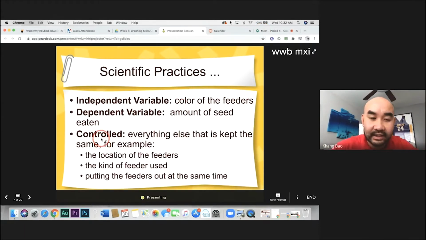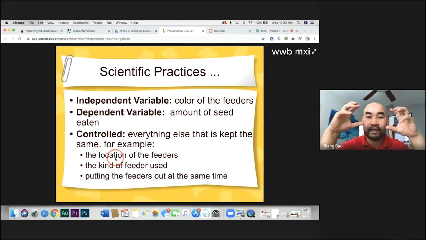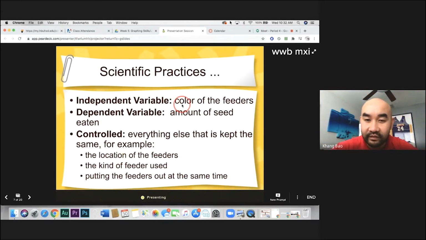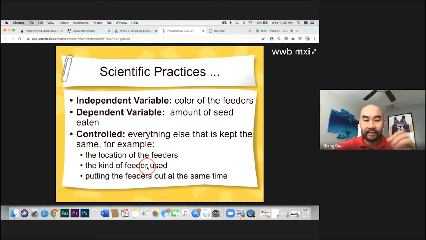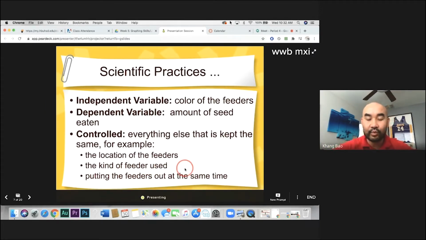And then the last thing is the control variable, things that stay the same. In this case, the location of the feeder, right? You want to hang them in the same location. Remember, in a good experiment, you want to keep everything the same except for one difference. And in this case, the only difference is the color of the feeder. You want to feed them the same food, because you don't want one food to be better than the other, right? Put the feeder out at the same time, you want to introduce them at the same time. So that way it's fair.